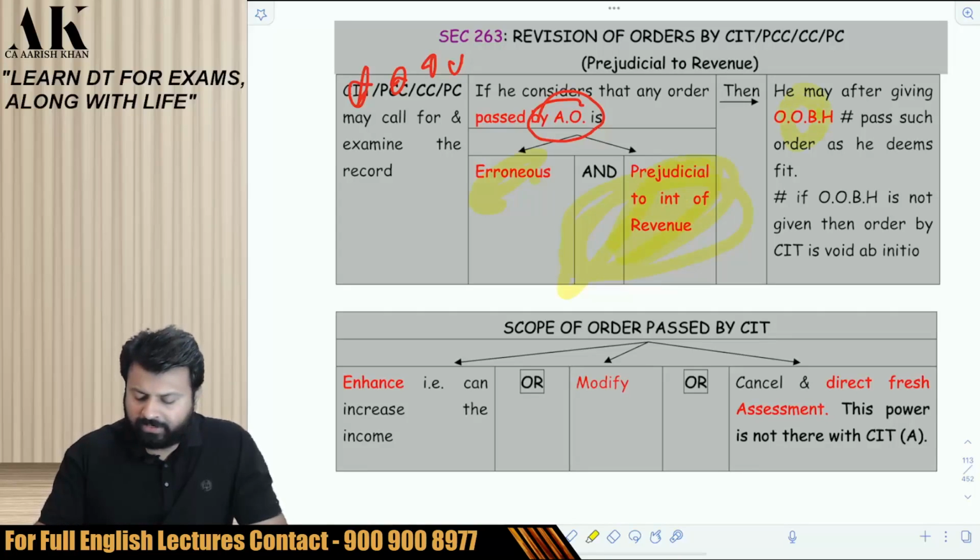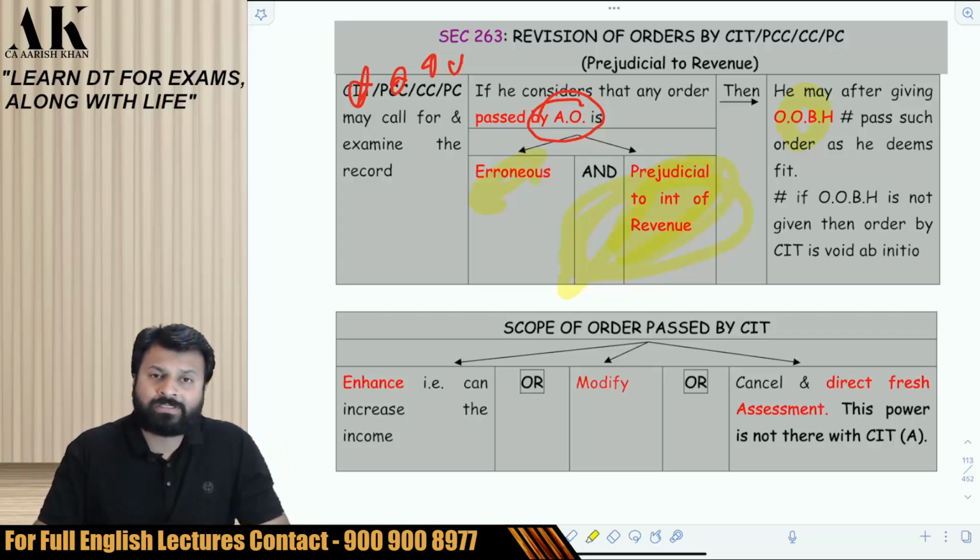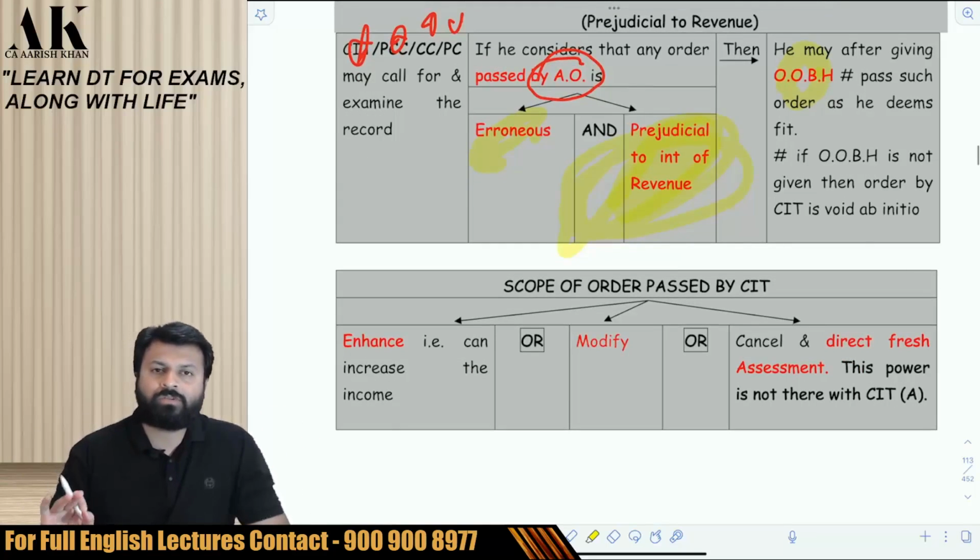Then he will give an opportunity of being heard to the assessee, and after giving an opportunity of being heard, he will pass an order. What will be the scope of the order under section 263 of the CIT? The scope of the order of CIT under 263 will be as follows.